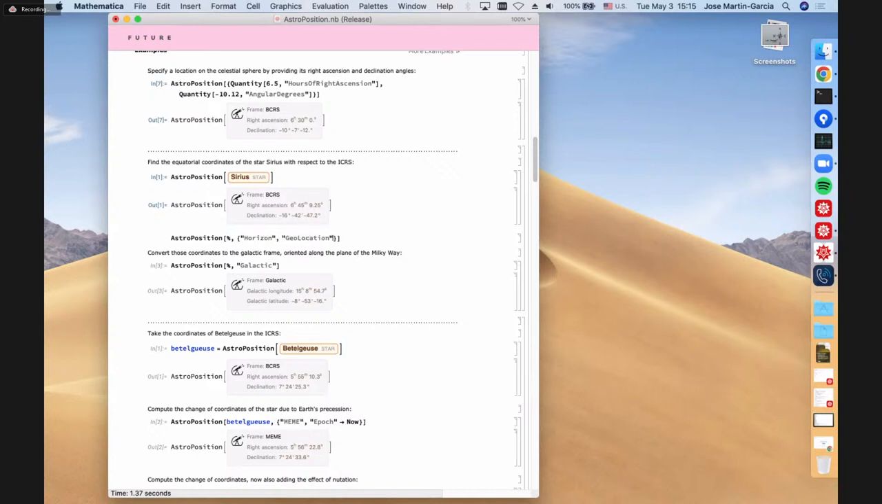Okay, so you know what? I'm going to make a suggestion. Maybe we should have a function called sky position as well. That's similar to sun position, but sky position just takes an object and tells you where it is in the sky.